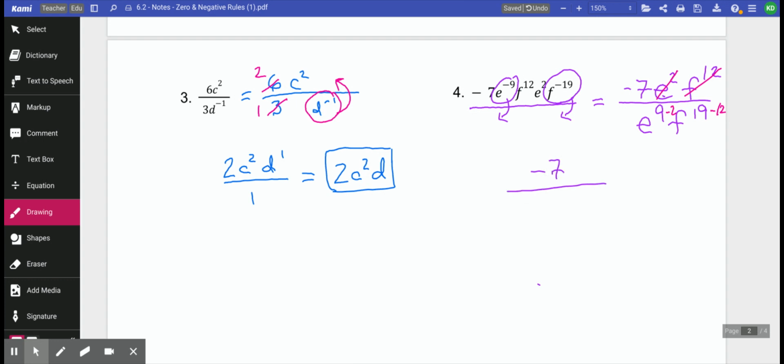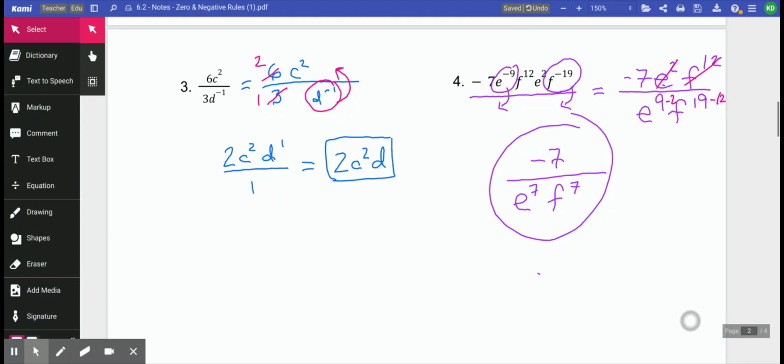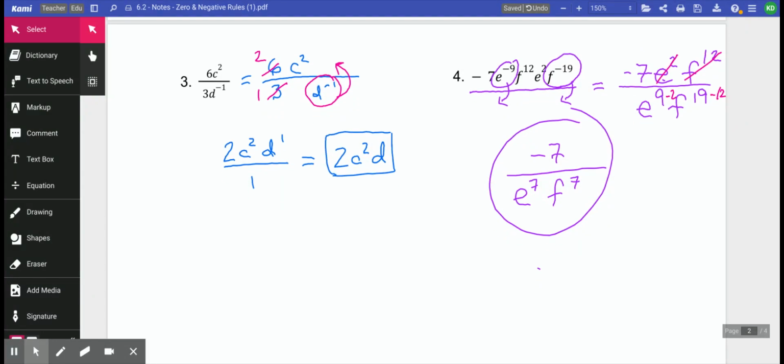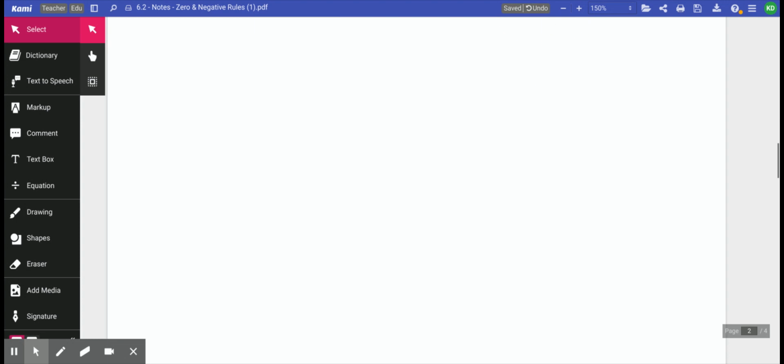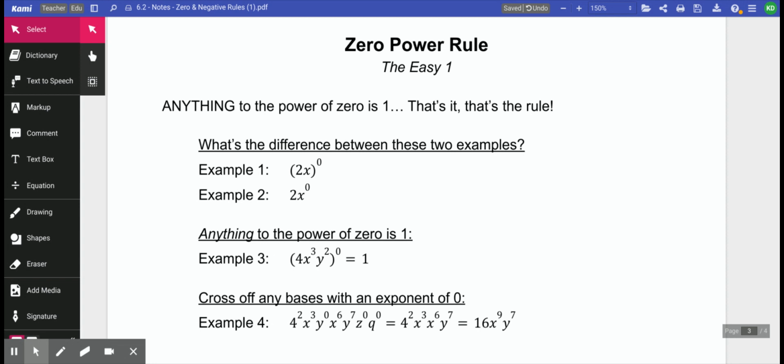So now I'm going to have to use my quotient rule. So again, we're going to subtract starting with the bottom. So I'm going to do 9 minus 2 and get rid of those. And 19 minus 12 and get rid of those. So I'm going to rewrite one more time here. On the top of this fraction, I still have negative 7. And then the line, and I'm going to have e to the 7th, 9 minus 2. And then 19 minus 12 is also 7, so f to the 7th. Lucky sevens. There we go.